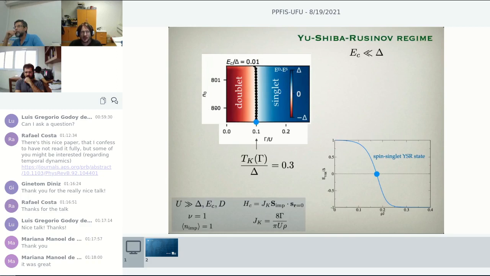And when this is very small, of course, nothing happens in the vertical direction, but instead we recover the physics very well known from the energy solution. So with increasing gamma, maybe I should mention that here we take the limit of very large U, and also we put a single electron in the quantum dot. So basically this thing behaves as a Kondo impurity. And we know that for some value of J, or for the corresponding value of gamma, we will just find the well-known doublet to singlet transition. And that's exactly what we find.